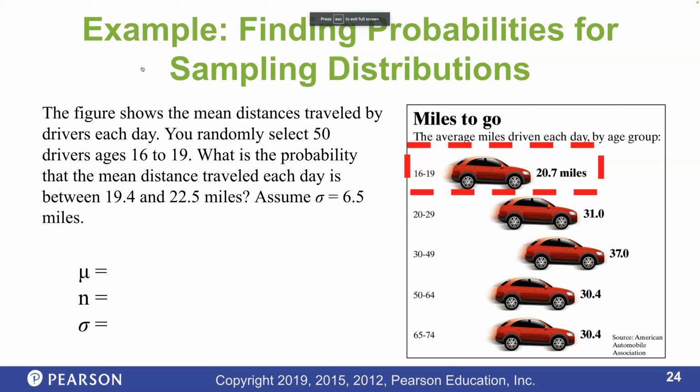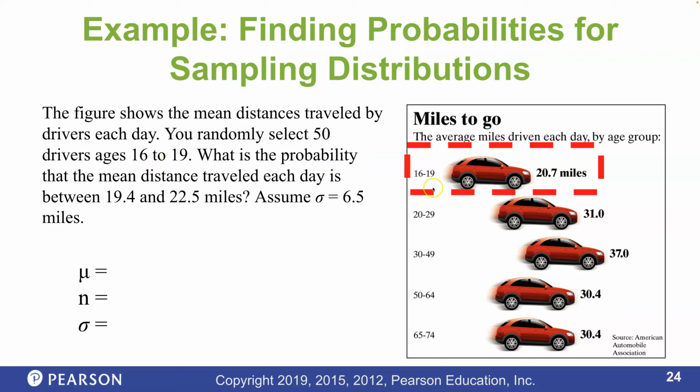The figure shows the mean distances traveled by drivers each day. And for me, on Tuesdays and Thursdays, I don't drive at all, so that will be 0. But on the Wednesdays and Fridays, I have to drive to Woodbridge, so that will be like 30 miles. But this is the mean distance. This is the average. How many miles do you drive per day? It says you randomly selected 50 drivers, ages 16 to 19.